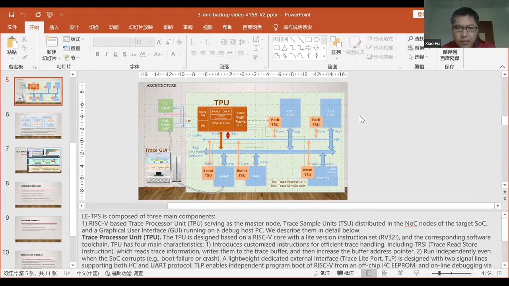We designed several dedicated instructions because the RISC-V structure supports flexible methods for users to design instructions. Okay, yeah.